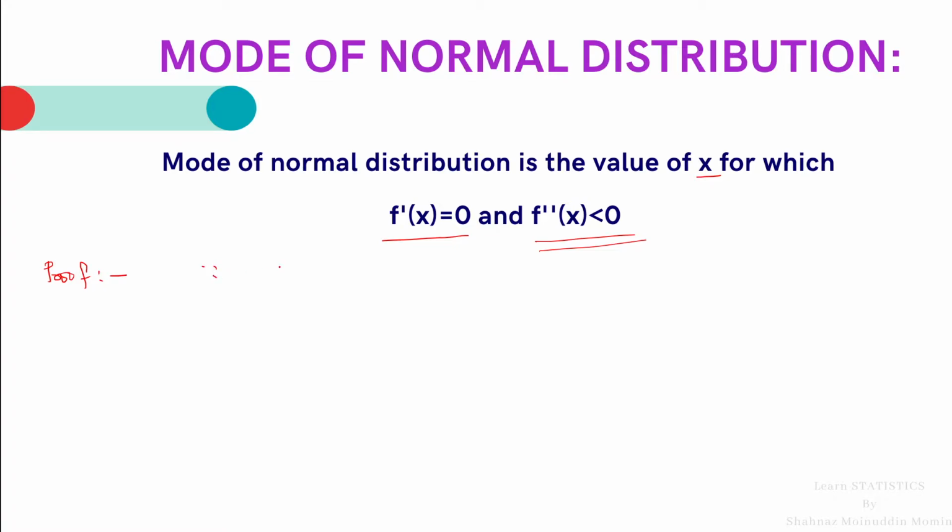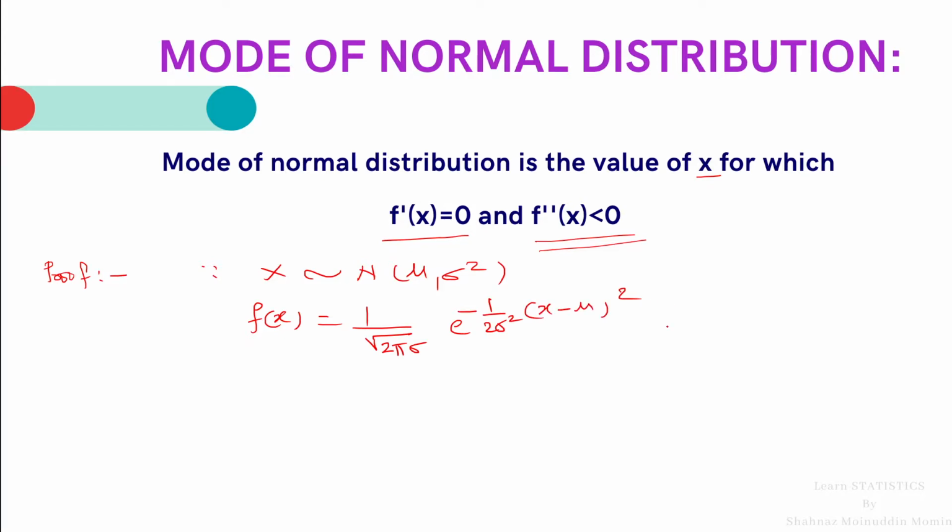Since x is normal mu sigma square, where mu and sigma square are parameters of normal distribution, its PDF is given by f(x) equal to 1 upon root 2 pi sigma e raised to minus 1 upon 2 sigma square (x minus mu) whole square. Here x lies between minus infinity to plus infinity.